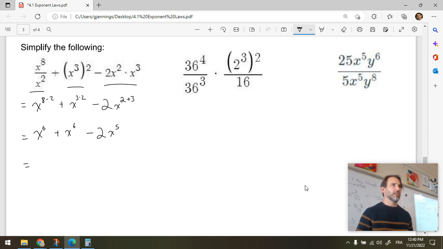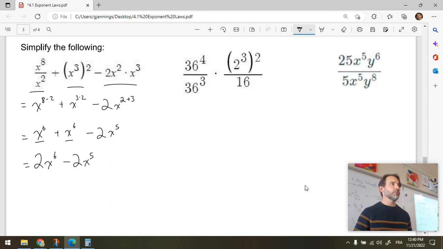Danny, Sarah? It is not that. What's x squared plus x squared? 2x squared, right? I agree. Yeah. So if I have x to the 6 plus x to the 6, what's that? 2x to the 6, yeah. 2x to the 6. I had one of them and I added another one. So I have 2x to the 6 minus 2x to the 5.